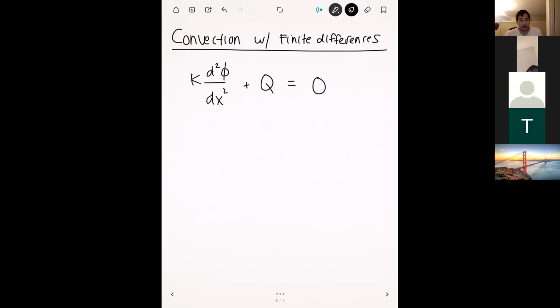Okay. And so at first, on the left-hand side, we have our diffusion terms. We have k times the second derivative of phi with respect to x, okay? And then we have our source term q. And then up to this point, we've just set that equal to 0, right? But starting today, we're going to be adding a term to this equation right here. It's going to look like this, right? And so this new term right here, this is our convection term.